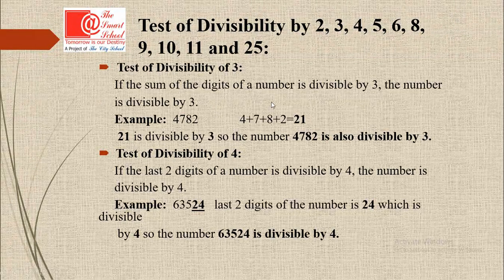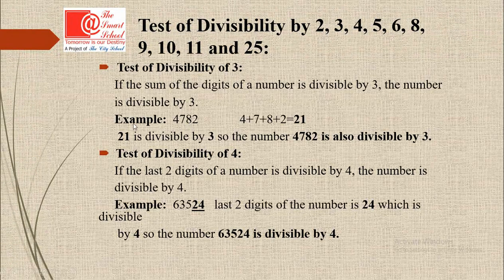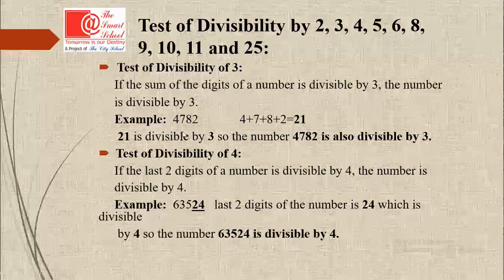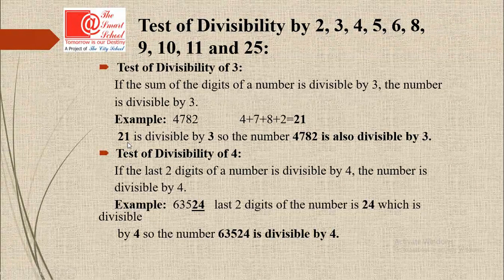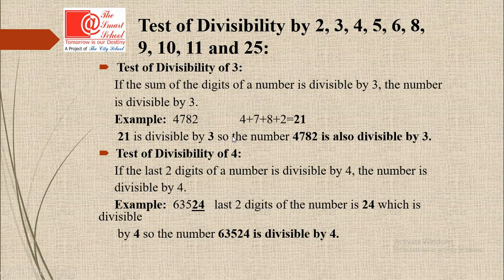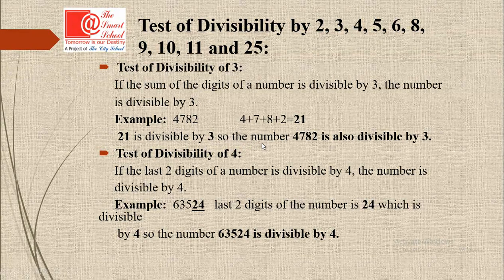Now test of divisibility of 3. If the sum of the digits of a number is divisible by 3, the number is divisible by 3. So we will add up the digits, and it is 4 plus 7 plus 8 plus 2 is 21. And 21, we know that it is divisible by 3. It means that 4782 is also divisible by 3.